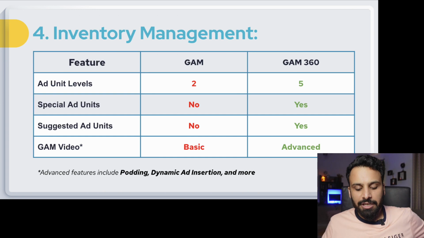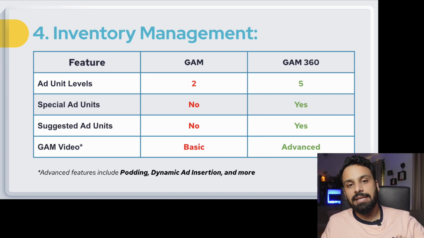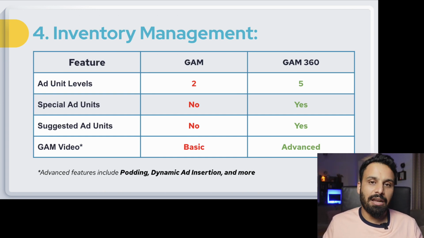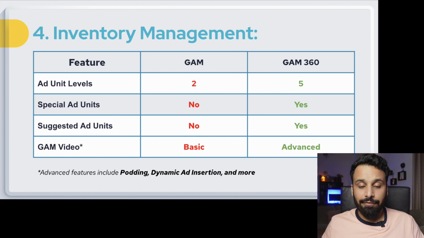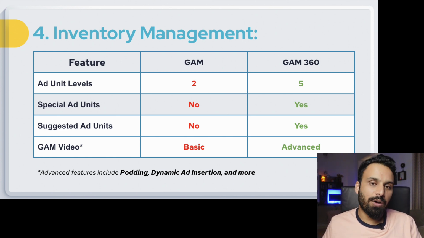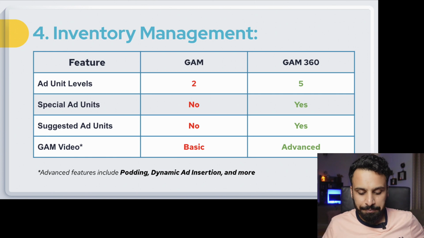Now, the first feature is ad unit levels. We will discuss in detail what ad unit level is, but for now you have to remember that in Google Ad Manager, there are 2 levels of ad units you can create, but in case of Google Ad Manager 360, there are 5 levels you can create, which is very helpful for big publishers. We'll discuss that in detail, how they work and how they can be used.